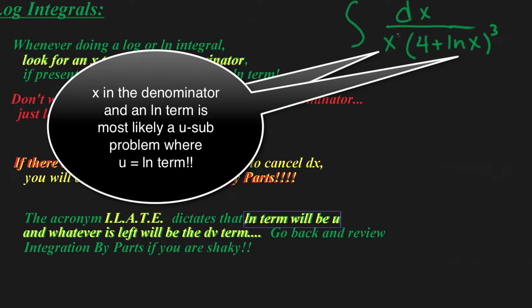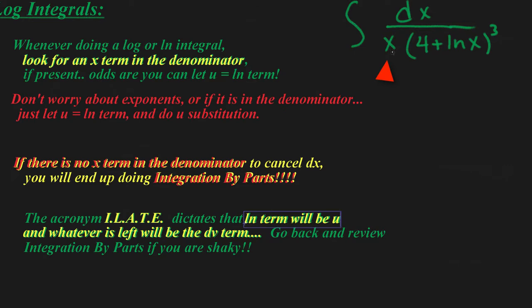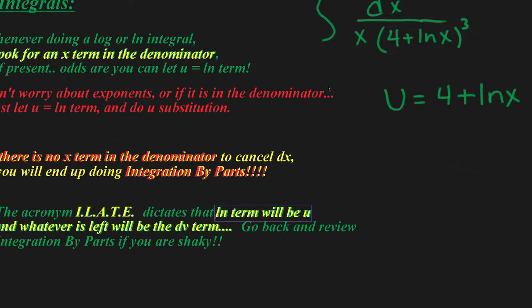So let's take a look at this example. You see how at first glance it might look very complex, but if you remember this rule here, looking for an x in the denominator, we see one there. So all I've got to do is let u equal this entire log term. When I do that, you'll notice I don't care about the exponent. I don't care about the fact that it's in the denominator. I just do the basic ln term, and then when I derive it, I get the 1 over x term that will cancel when I do my substitution. So again, recap: ln, x in the denominator, u sub, let u equal the basic ln term.